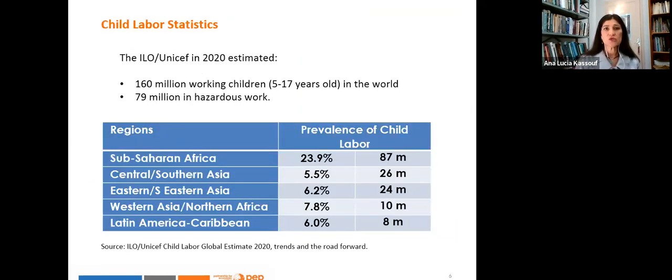So just now, ILO and UNICEF released a report showing there are 160 million working children from 5 to 17 years old in the world. And almost half are in hazardous work. So in this table, we see that the big problem is in sub-Saharan Africa, where one in every five children works. There are 87 million children working. And then Asia also, it's a big problem. And some in Latin America. So these are the regions with the largest number and percentage of children working in the world.